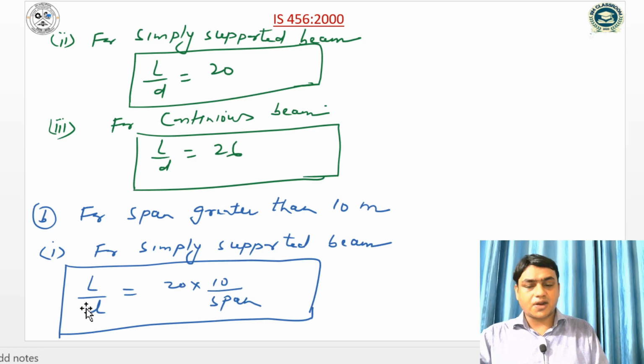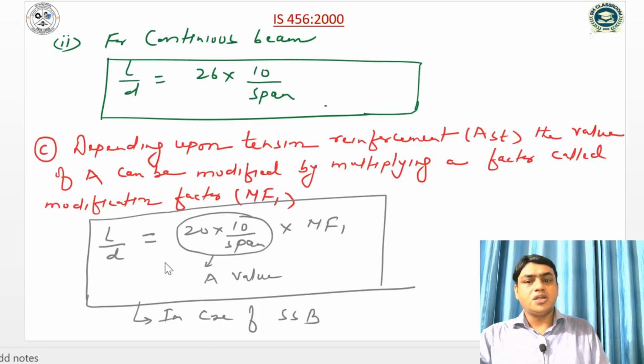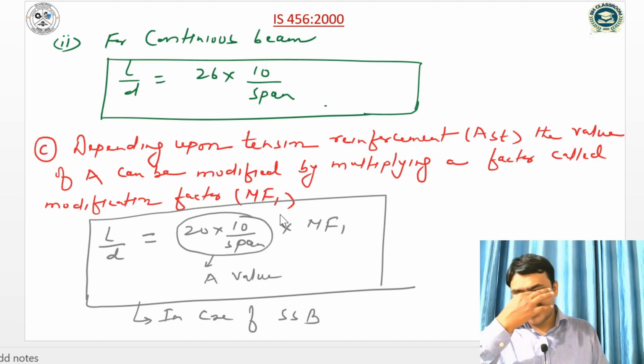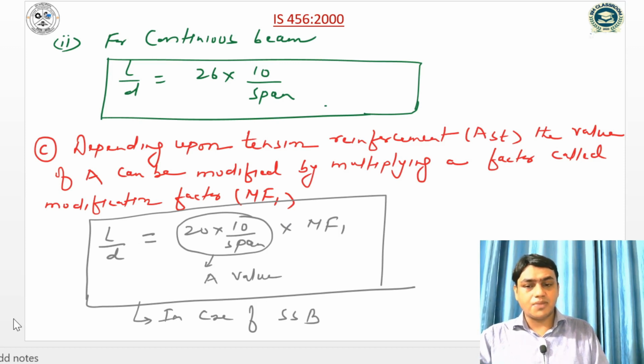Further, a modification factor is applied. The code suggests that depending upon the tension reinforcement, the value of A can be modified by multiplying a factor called the modification factor, and this modification factor can be computed from the graph. The code has given a graph with percentage tension reinforcement on the x-axis and modification factor on the y-axis for different values of Fs, where Fs is 0.58 Fy times area of steel required divided by area of steel provided.